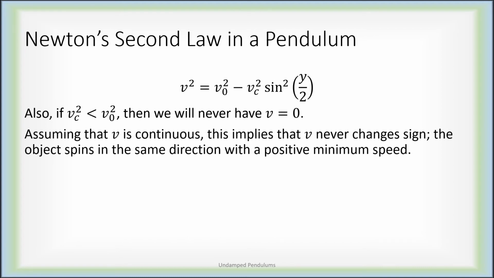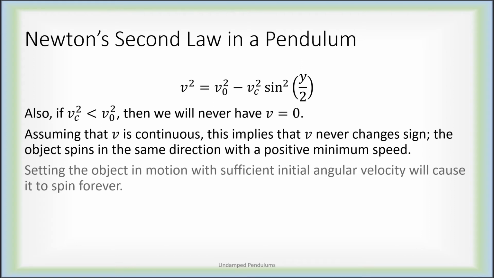Now, if v is continuous, a very reasonable assumption, then it never changes sign. It can't go from positive to negative without going through 0, and we've just seen that our angular velocity will never be 0 under this assumption right here. So our angular velocity is either always positive or always negative, and it has a fixed positive minimum, the square root of v naught squared minus vc squared, because this can't exceed 1. So under this assumption, our object has a fixed minimum velocity, and it's either always positive or negative.